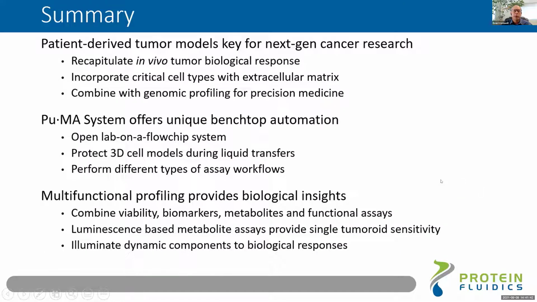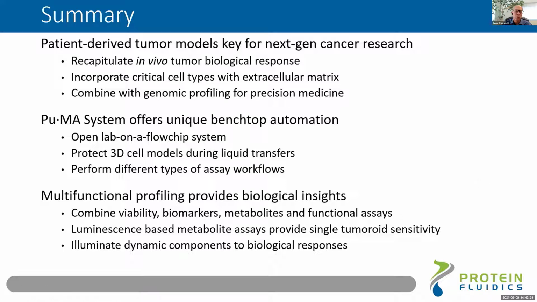Okay. So just in summary, I think we're trying to emphasize the importance of patient-derived tumor models. Again, echoing some of the previous talks, how important 3D cell models are for not only oncology research, but all sorts of other types of biological research and development of therapeutics. The incorporation of those with the extracellular matrix and recapitulating the tumor microenvironment is important. The work we're doing right now is more simplified, but we're extending that to extracellular matrix. So we can do this with hydrogels, with Matrigel. We can do it with multicellular components in there. And then I think ultimately combining this with genomic profiling for precision medicine.